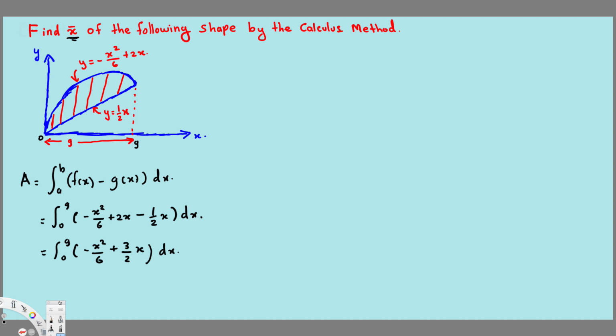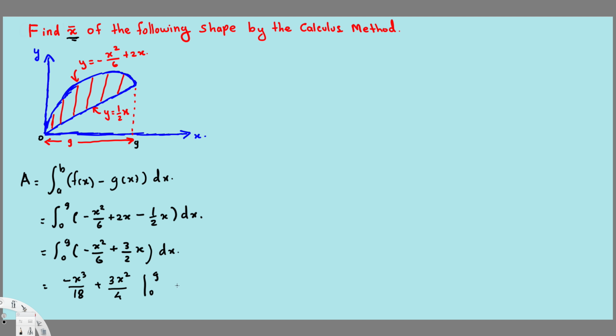Now we can do the integration. If we integrate this one, we get negative x cubed divided by 18 plus 3x squared divided by 4, going from 0 to 9. And let's substitute the values and see what we get.